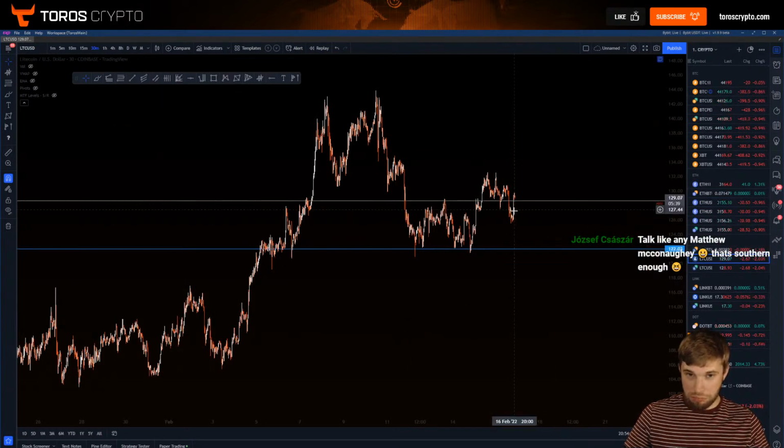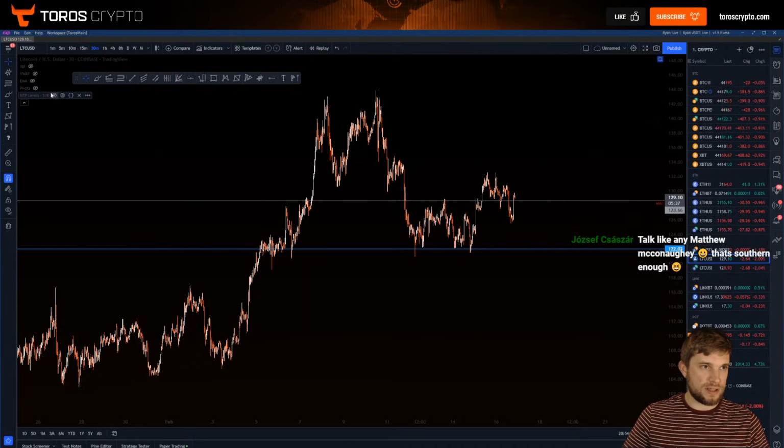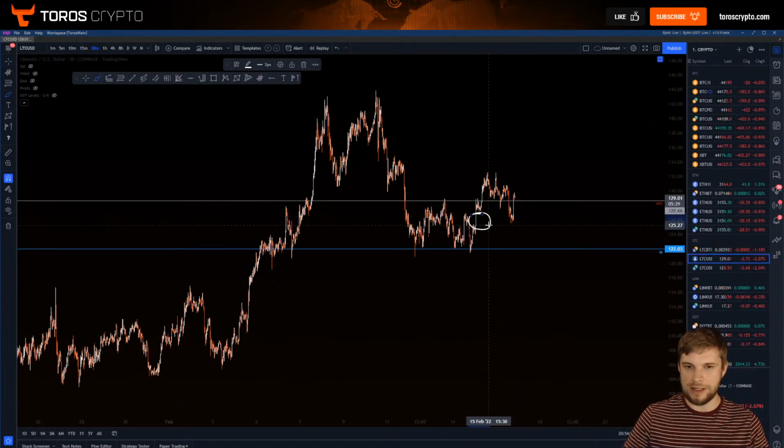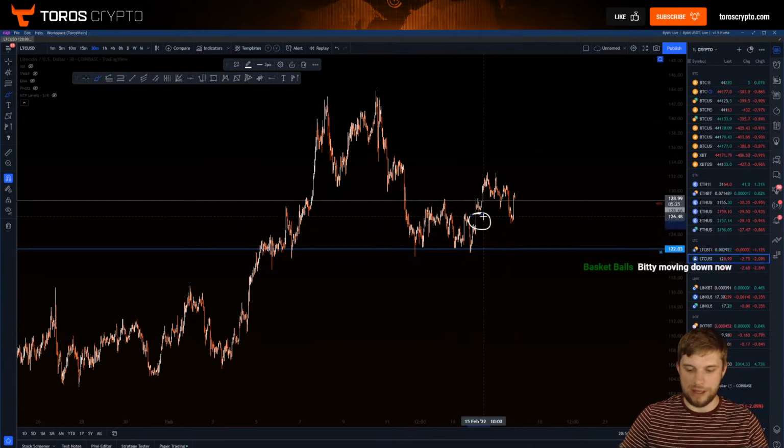Litecoin, there's something interesting on here. Litecoin, yeah. Basically what Bitcoin hasn't done is come all the way down to the low of where it had its single prints from that breakout, or at least the inefficiency on the breakout.